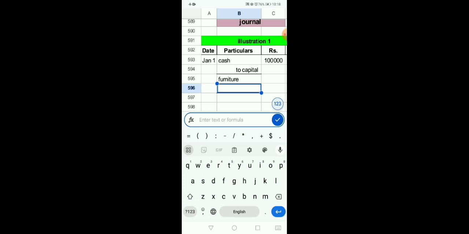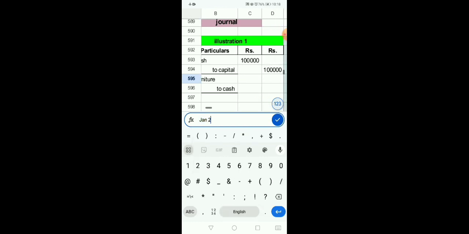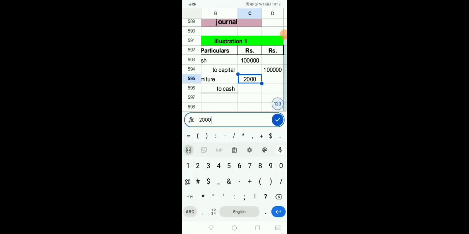When you buy furniture, what will be going out? If you are buying furniture, you are going to pay cash. It means cash is going out. That means your cash in hand is decreasing. Decrease in cash in hand means decrease in asset. Decrease in asset should be mentioned on the credit side, so you will mention cash on the credit side. The date is 2nd January, so you will put January 2nd over here. And how much amount you have spent to purchase furniture is mentioned here, 20,000. So write 20,000 on the debit side.